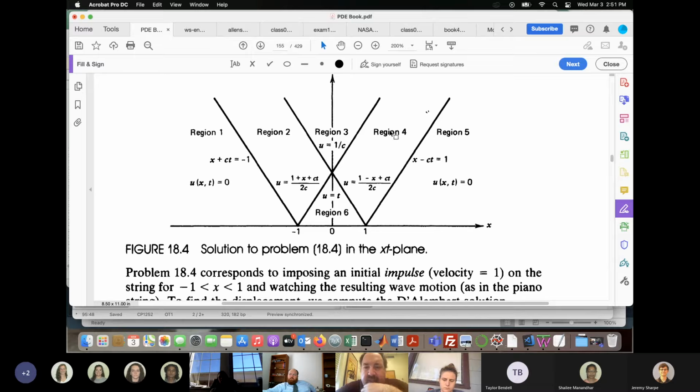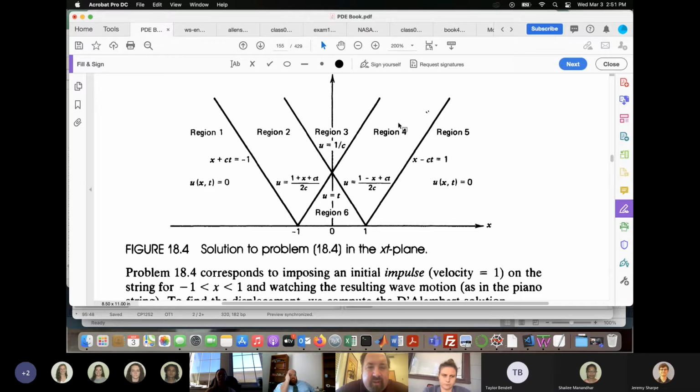Region 4 is similar. x minus ct is between -1 and 1, so whatever x minus ct is, that's the lower limit of my integral. x plus ct is equal to -1 here, +1 here. Over here in region 4, x plus ct is greater than 1, so my upper limit of my integral will be 1. So then my result is 1 minus the quantity x minus ct, and then I divide by 2c.